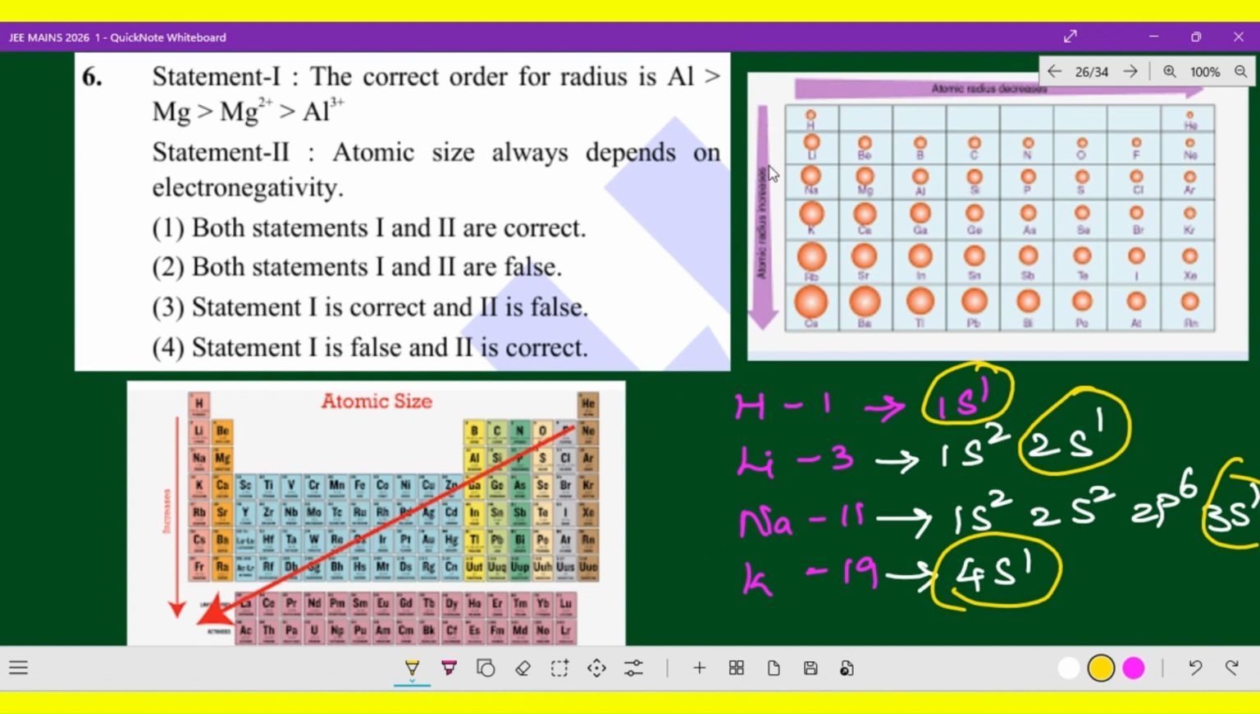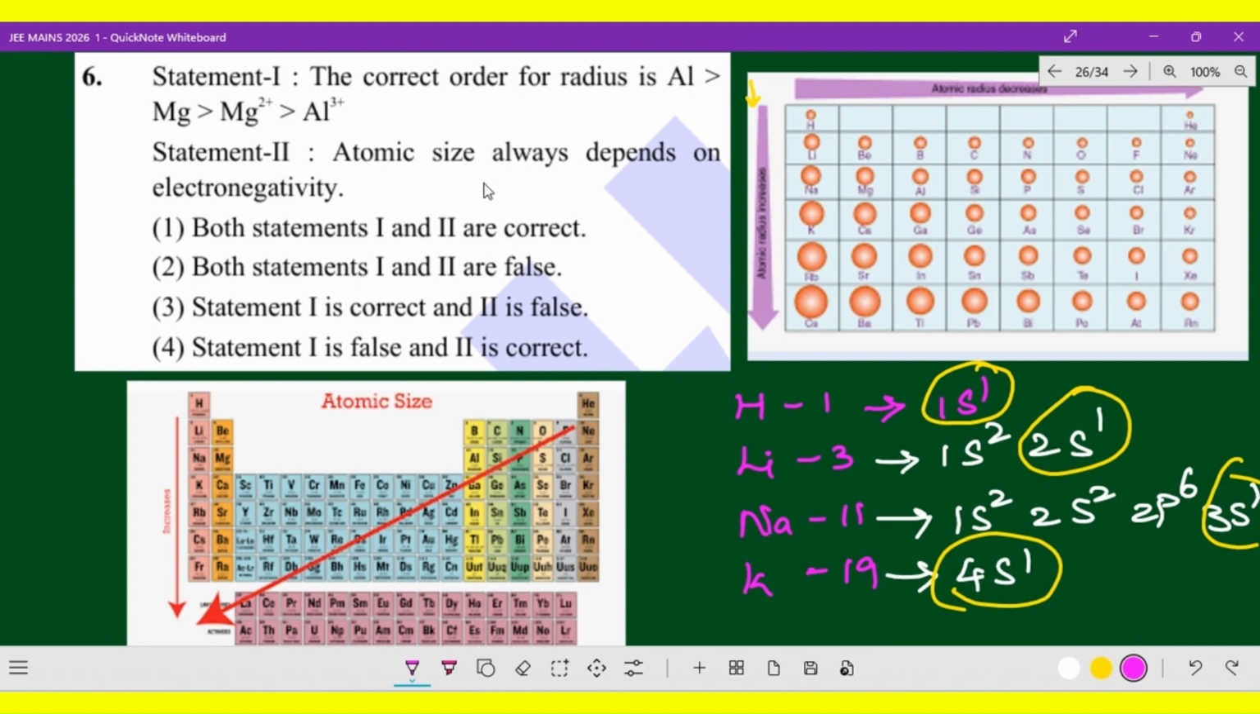Generally, from top to bottom in the periodic table, atomic size is increasing, that you know very well, that is the rule. But it does not depend on electronegativity or electropositivity. No, not at all. That is not the correct option at all.